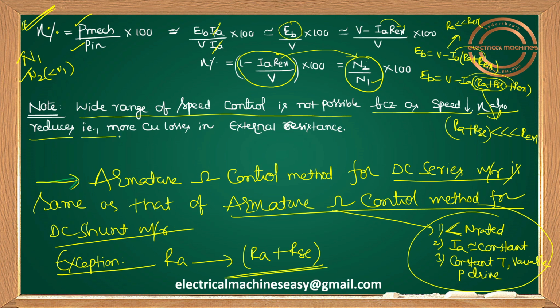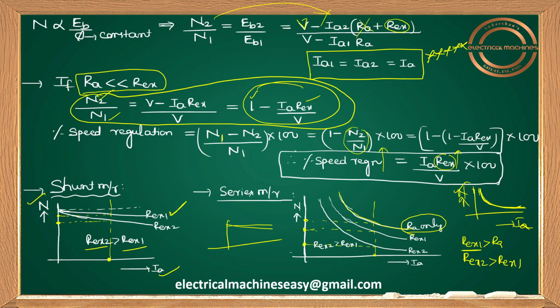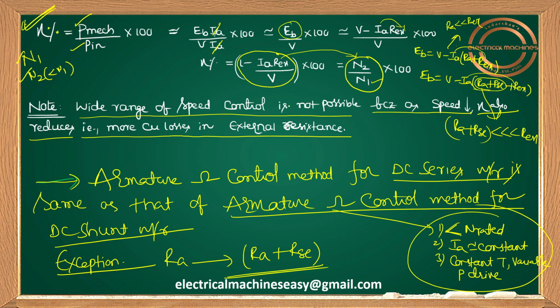That is because of more copper losses in the external resistance. Very simple logic only. If we add more extra resistance, definitely you'll get very low speeds, I can understand that. But the problem is that because of the more extra resistance, you'll have more armature copper losses and efficiency will be less, which is not desirable. So wide range of speed control is not possible here. Up to a particular value of speed only you can reduce. If you reduce the speed below that value, efficiency also will reduce because of more copper loss.